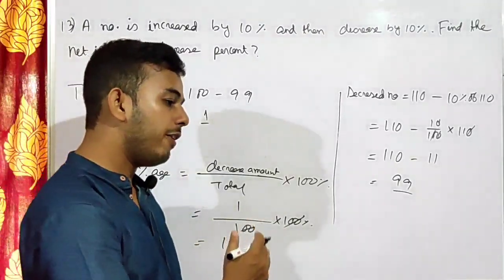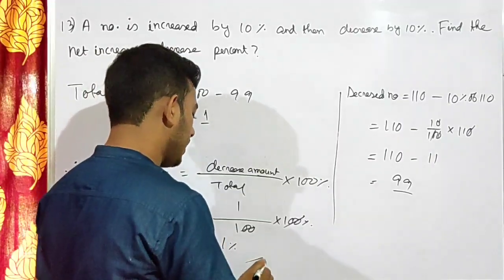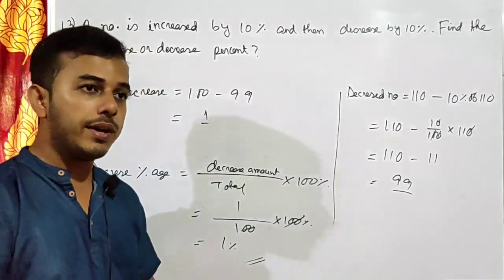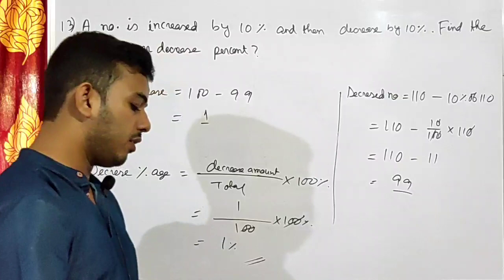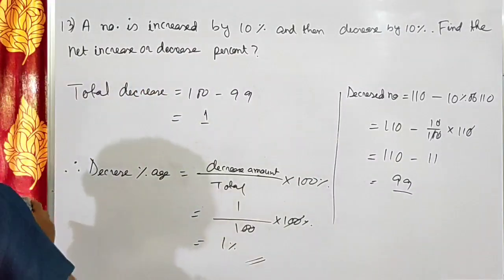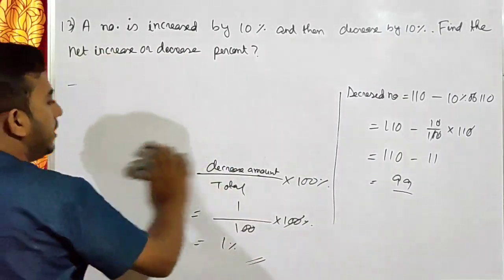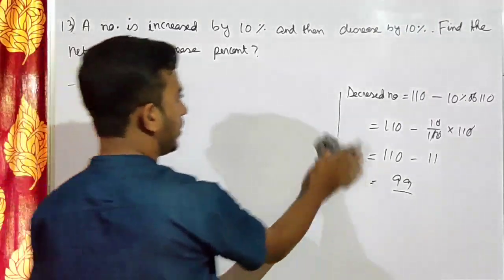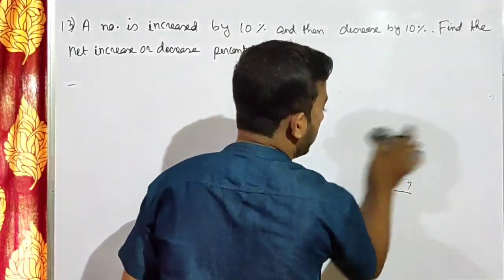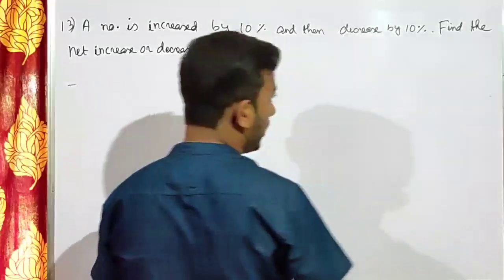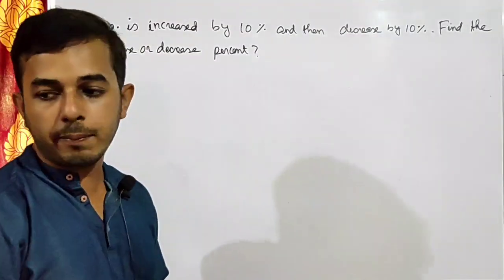Okay, now let us try with x. Let's find out. Very interesting one. After this is the answer. So it is decreased by how many percent? 1%. Okay.